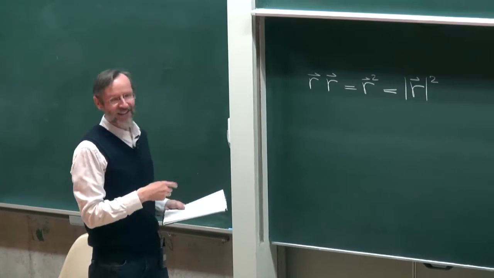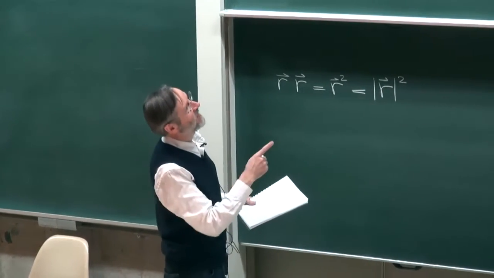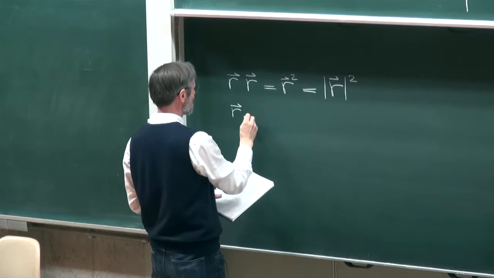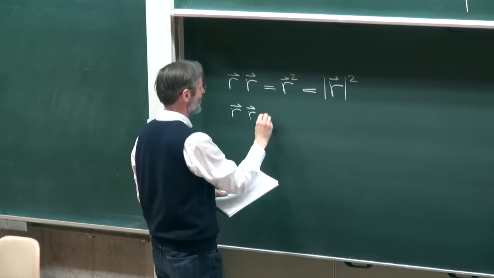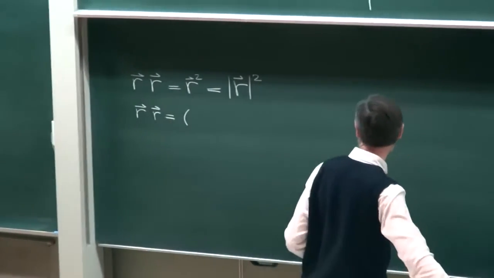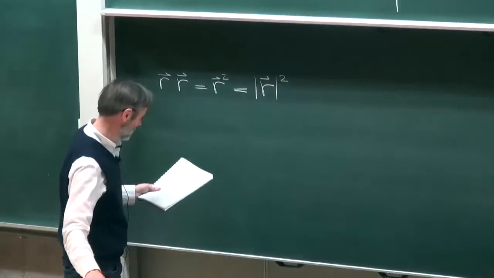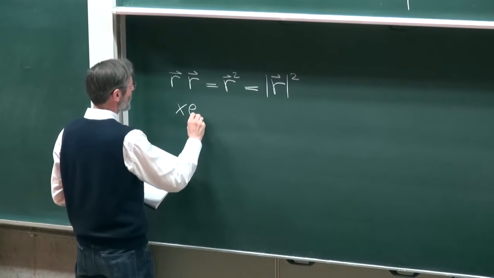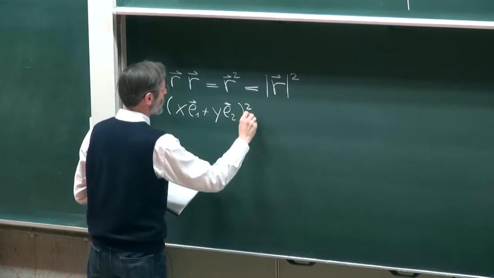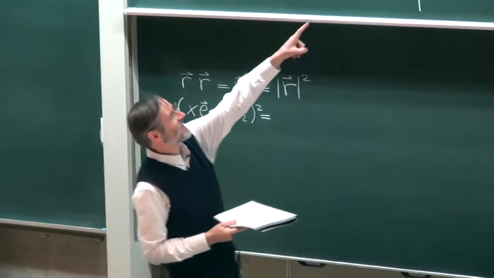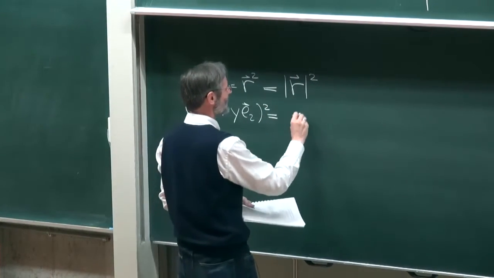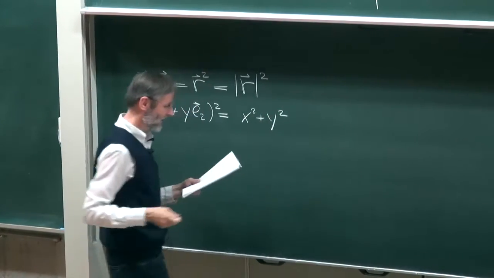And we can put that into coordinate form because we know how to write r in coordinates. So r times r, or if we write it straight away as a square, x e1 plus y e2 squared should be the length squared. The length is the square root of x squared plus y squared. So the square is again x squared plus y squared.